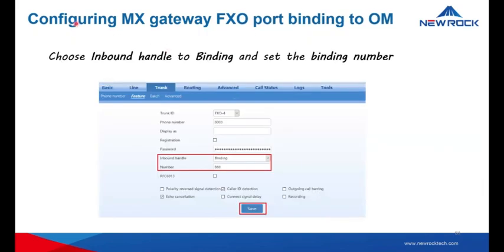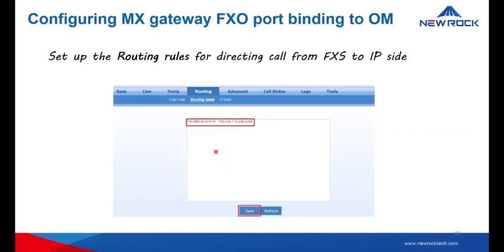This is just showing you how to configure MX Gateway binding to OM. Go to trunk feature, then FXO port, and simply make an inbound handle to select the binding. This is the virtual IP, and this is the number, 888, the trunk number. After that, set a rule like this: FXS 888 route to IP of the OM.